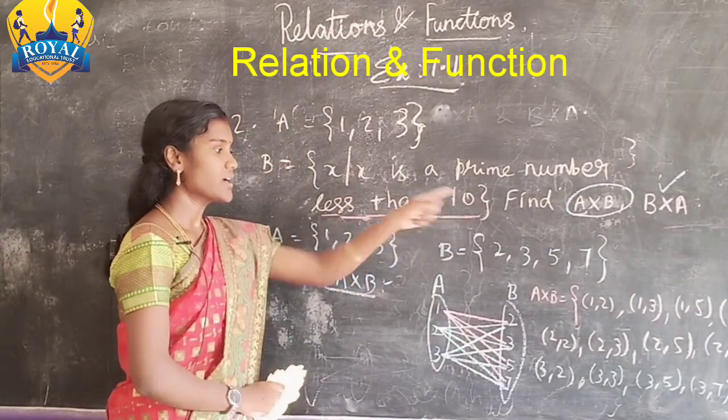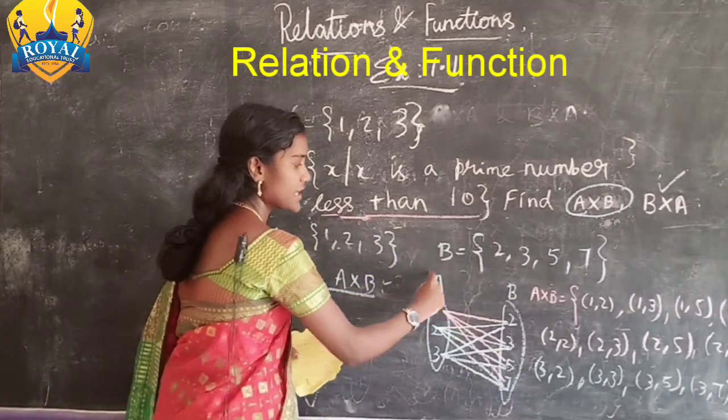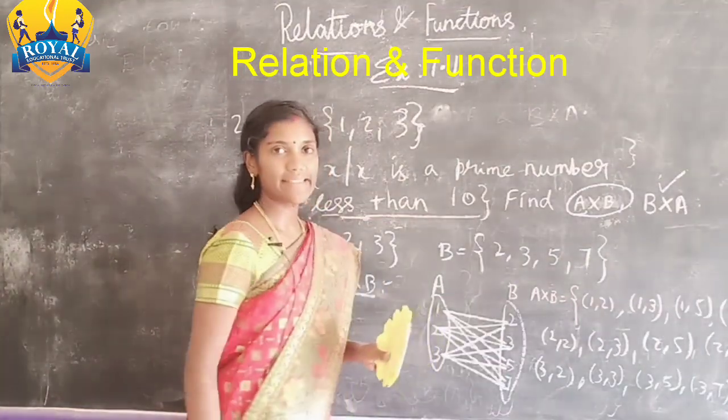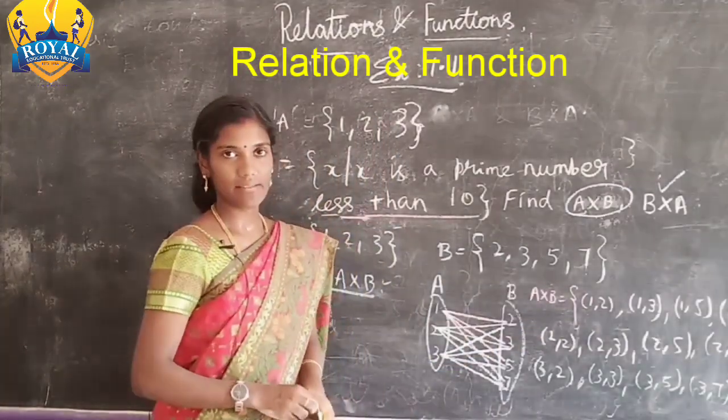Similarly, B cross A means you have to change the place. You have to write first the set of group B. After that, you have to write the set of group A. Then you make ordered pairs like this. Okay.